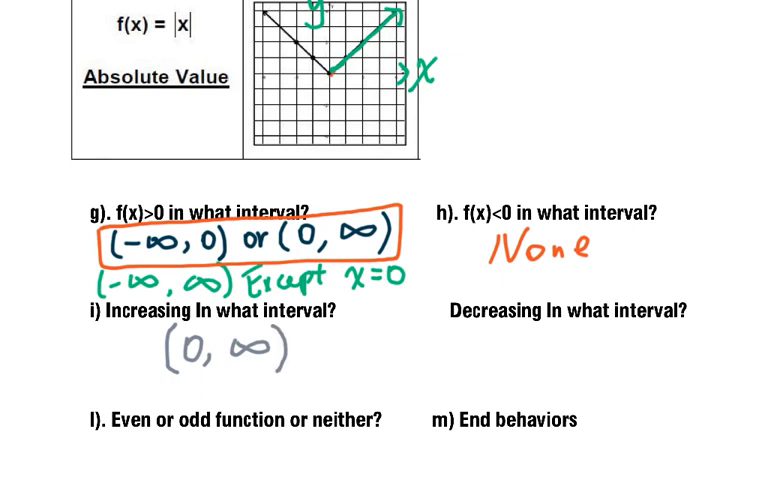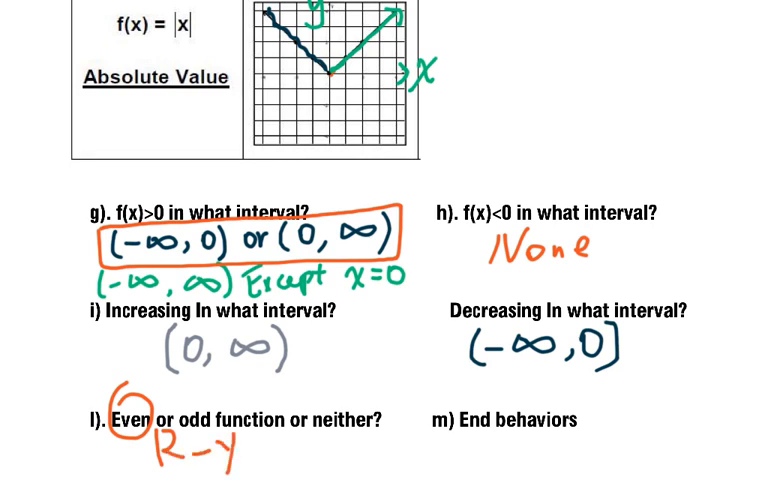The decreasing part will be from here to here, decreasing. That's why we can write negative infinity to 0. It's an even function because it reflects across the y-axis.